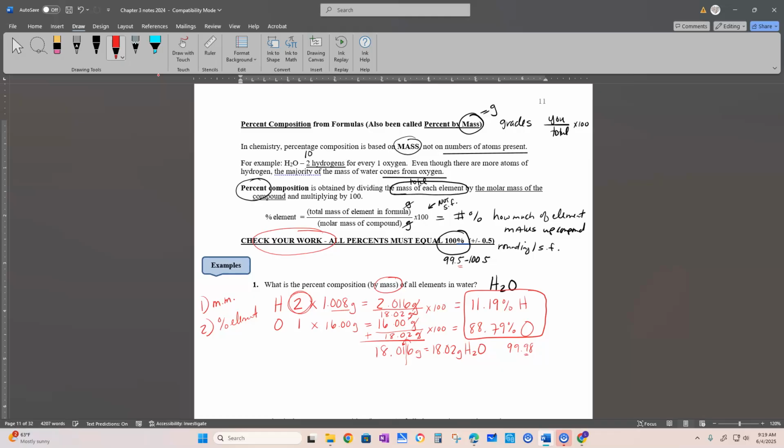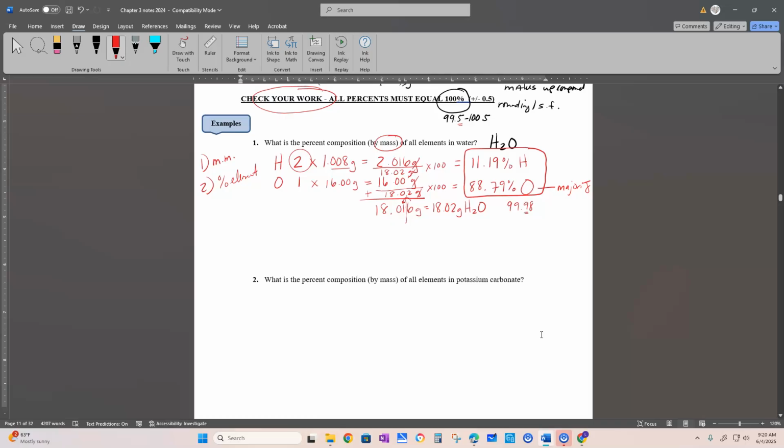So the majority of water, that's the mass that is contributing mostly to water. So be very careful by making predictions. Just because you have 2 hydrogen atoms doesn't mean that's the majority of water. Let's do another sample calculation. What if you don't have the formula?